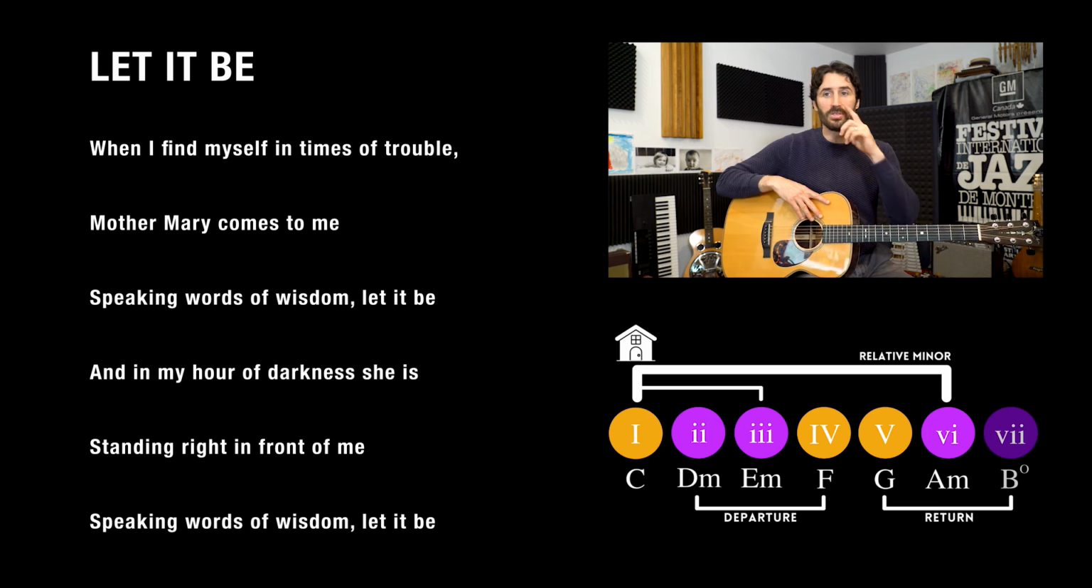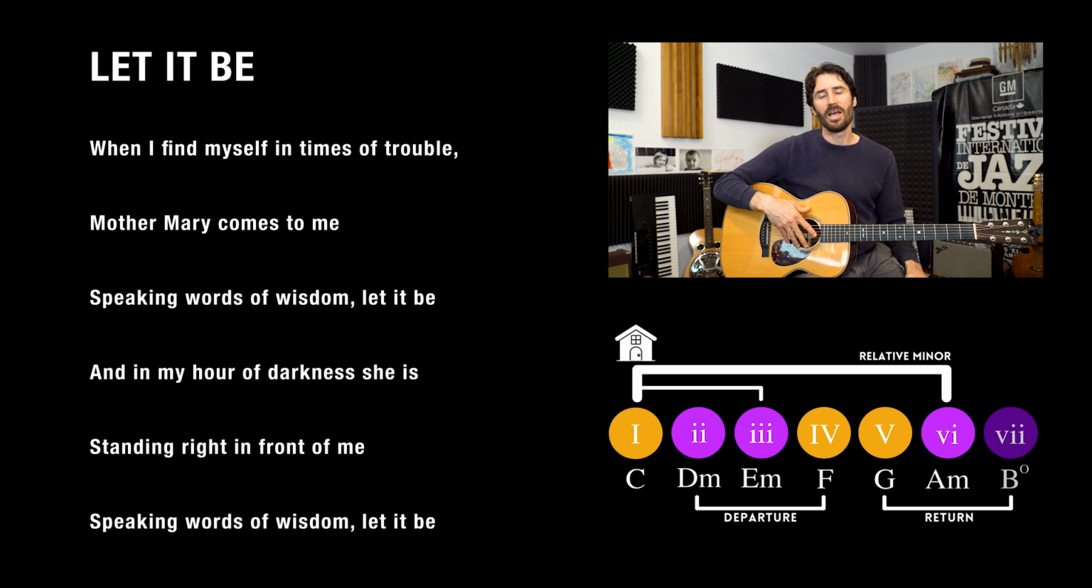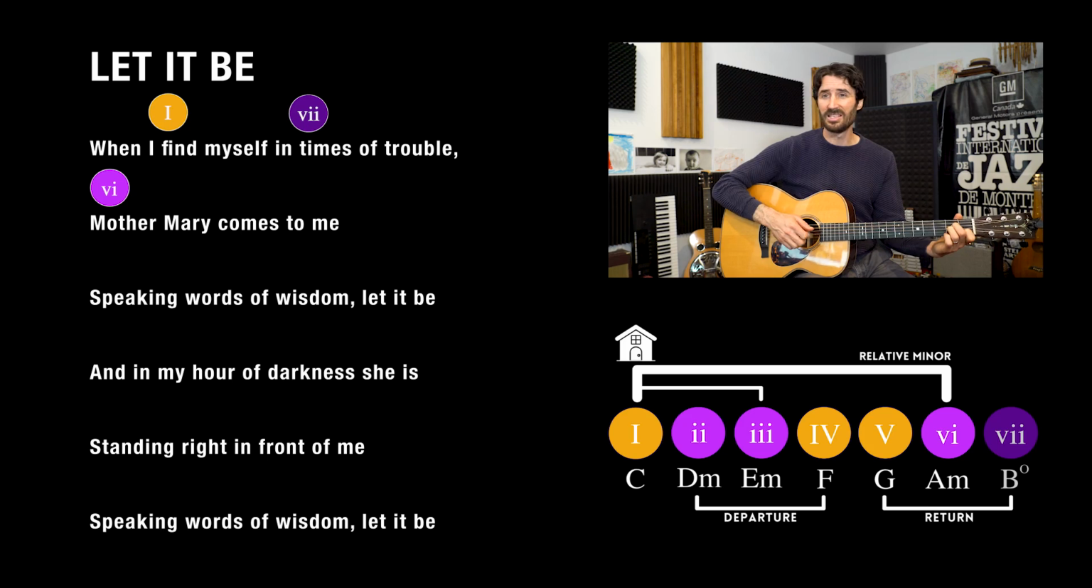We could rearrange Let It Be with some alternate chords. We could say, instead of the G major, we could say B diminished in the first chord. We could go, "Myself in times of trouble, Mother Mary," then to the D minor, "comes to me." We could do that. These substitutions aren't going to always be perfectly appropriate.